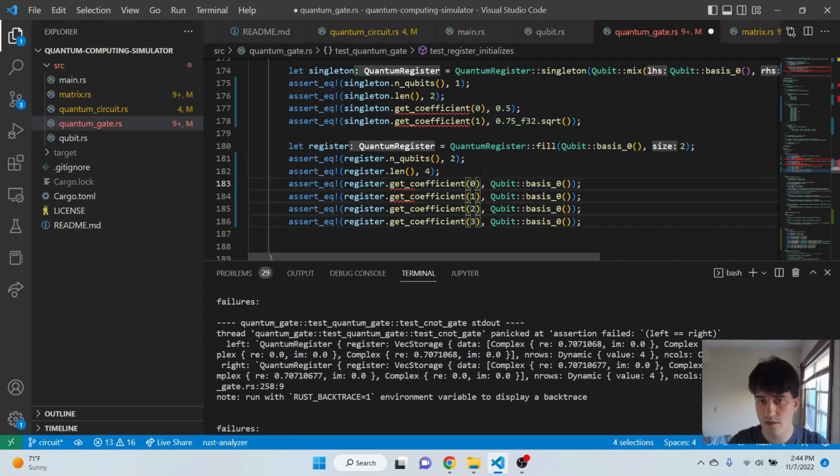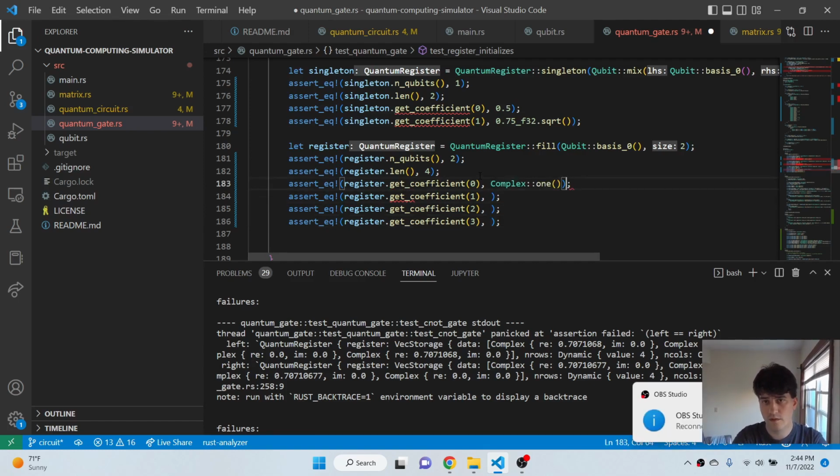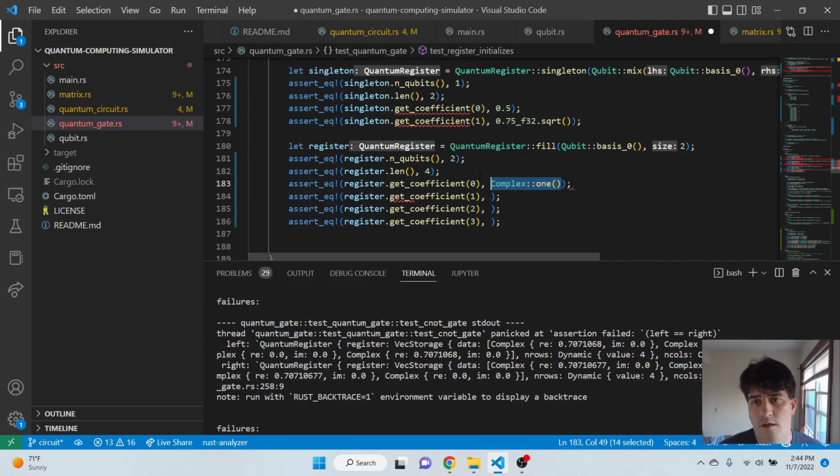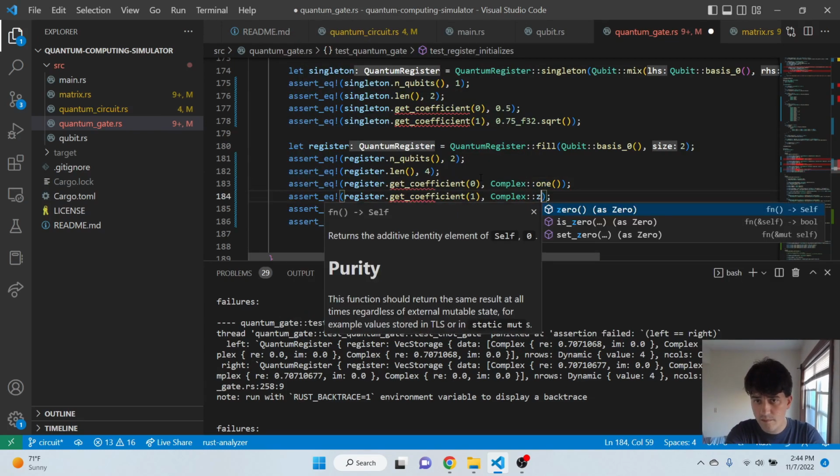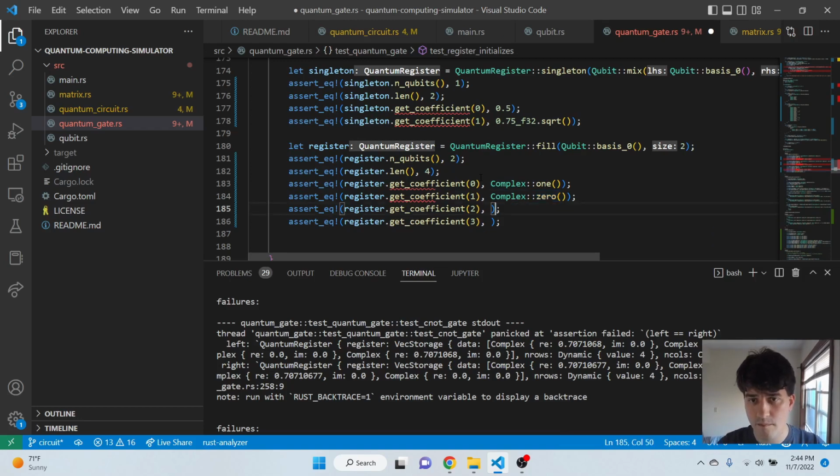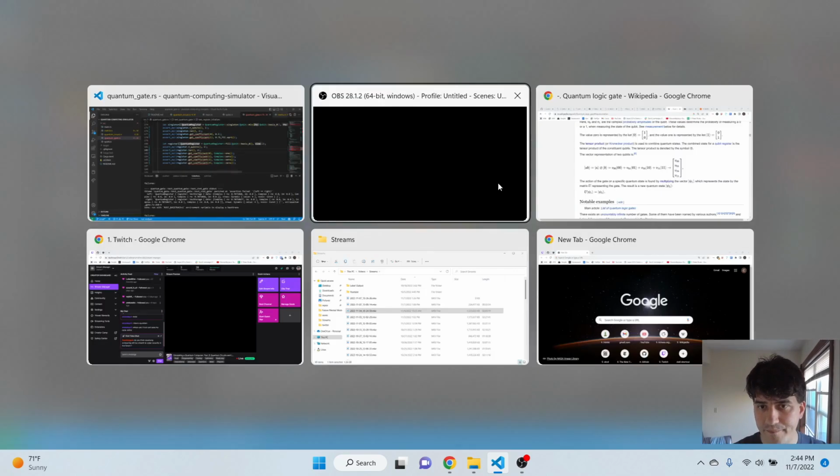Okay, coefficient. And we're going to have complex one. Let's see here. So if we fill the register with zero, zero, then it should be one, and these should be zero. Okay.